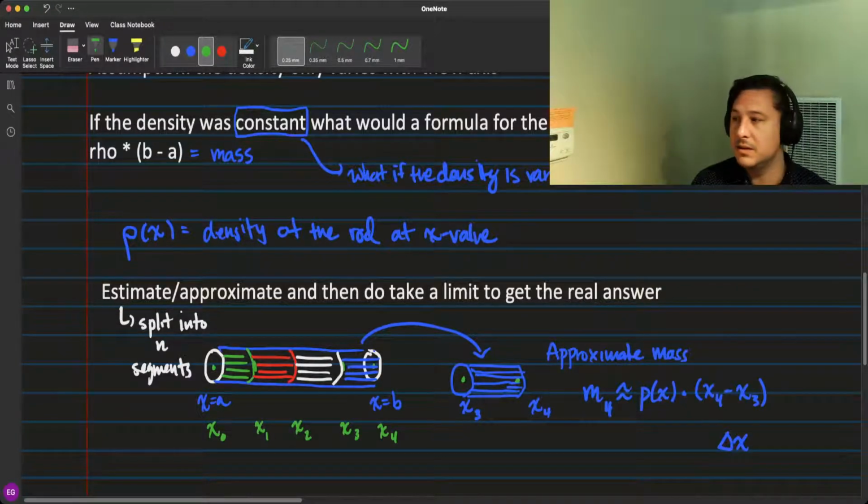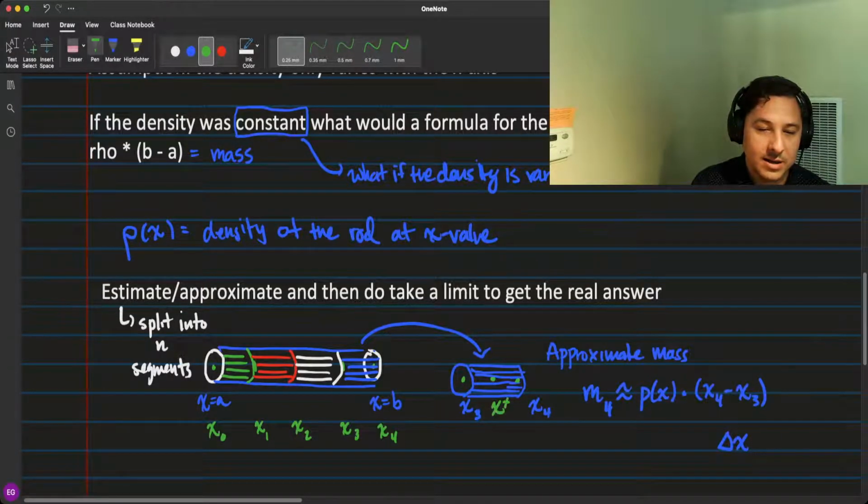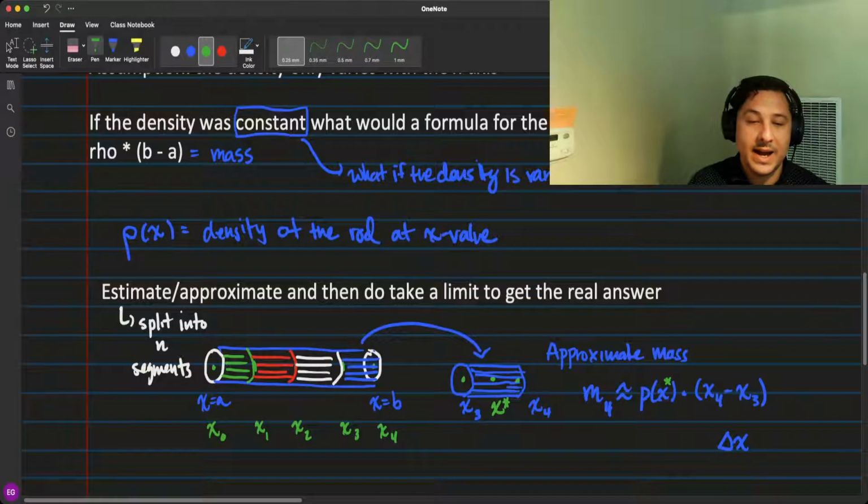Especially if it's linearly changing. Yeah, halfway. You probably just want to choose the midpoint. So I'm going to call x star the midpoint. So we probably just want to do the density in the middle times the length. Yeah, so I would choose x of 3.5, but we'll just call it x star.